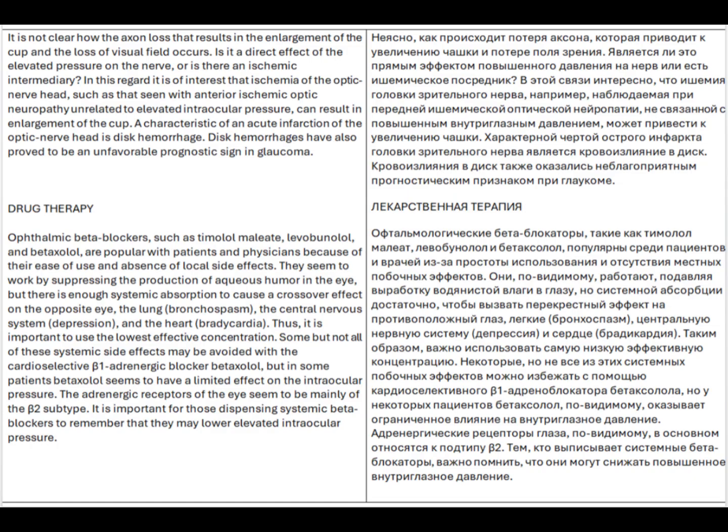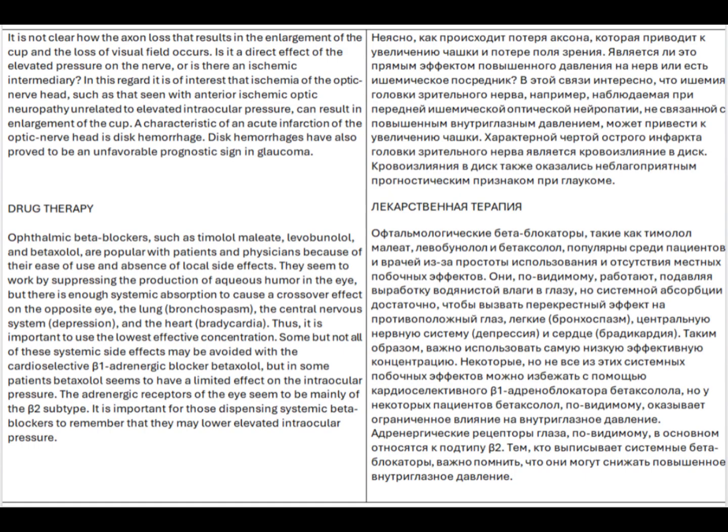It is not clear how the axon loss that results in the enlargement of the cup and the loss of visual field occurs. Is it a direct effect of the elevated pressure on the nerve, or is there an ischemic intermediary? In this regard, it is of interest that ischemia of the optic nerve head, such as that seen with anterior ischemic optic neuropathy unrelated to elevated intraocular pressure, can result in enlargement of the cup. A characteristic of an acute infarction of the optic nerve head is disc hemorrhage. Disc hemorrhages have also proved to be an unfavorable prognostic sign in glaucoma.